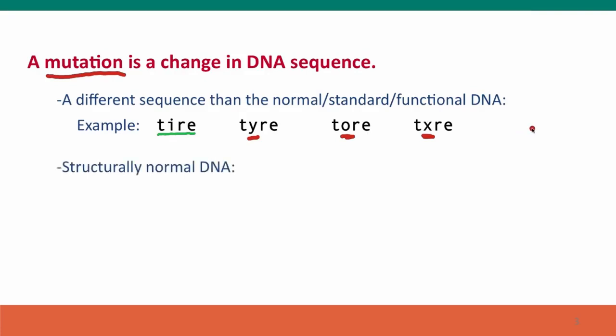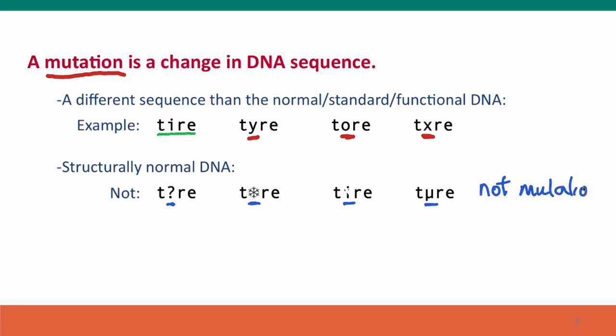Which brings me to the second point, that the change must produce something that's still structurally normal DNA. So this is structurally normal text because it's just got the normal letters. But these are not structurally normal text. Question marks don't belong in the middle of the words, nor do snowflakes. This is a broken character, equivalent to a defective piece of type, and a symbol from another language. So none of these are mutations.